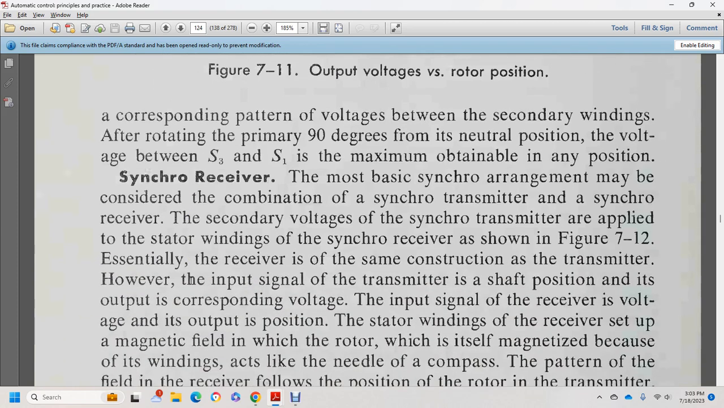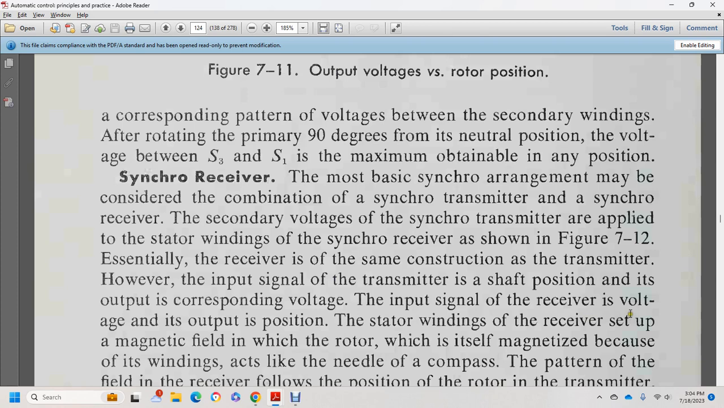The most basic synchro arrangement may be considered the combination of the synchro transmitter with the synchro receiver, where the secondary voltage of the synchro transmitter is applied to the stator windings of the synchro receiver, as shown in figure 7-12. Essentially, the receiver is the chain's production and the transmitter is the instruction. The input signal to the transmitter is the shaft position, and the output is the corresponding voltage for the input shaft of the receiver. There is a voltage output for its position.